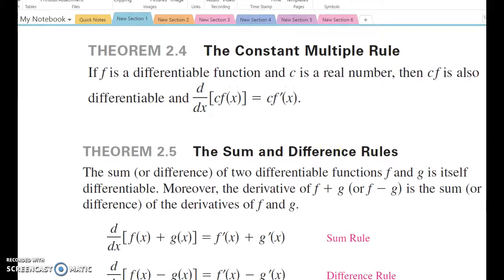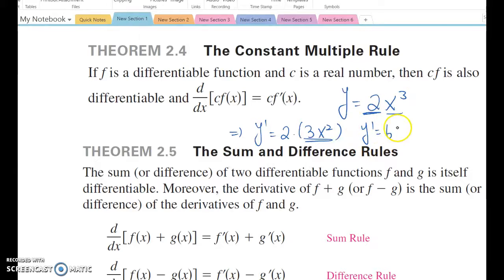Constant multiple rule. Whenever you have a function of the form c times f, such as y equal to maybe 2x cubed, then you multiply 2 and the derivative of this one. So in this case, we can say y prime equal to 2 times 3x squared. This is the derivative of this one. So y prime becomes 6x squared like that. Okay, that's what this means.